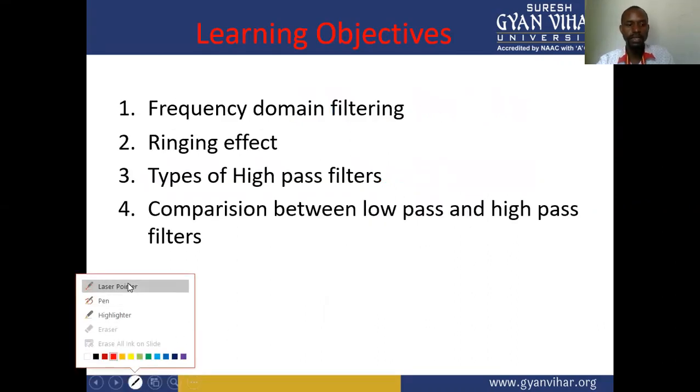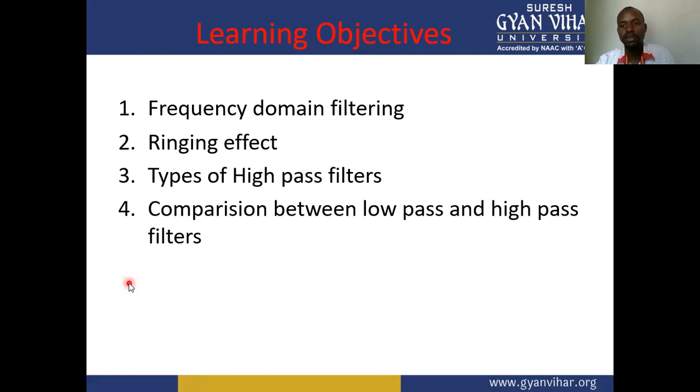So we'll be looking at frequency domain filtering. We'll understand what it is, how it is formed, and we'll be looking at some example filters in frequency domain filtering. We'll also understand what a ringing effect is and where it occurs. Similarly, we'll look at some examples of high-pass filters. These examples include Butterworth, Gaussian, Ideal, etc. So we'll look at them and understand what they basically entail.